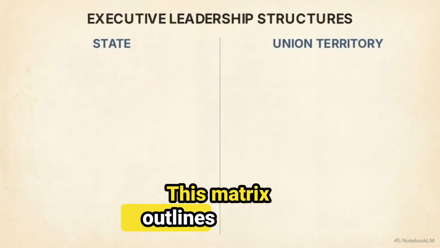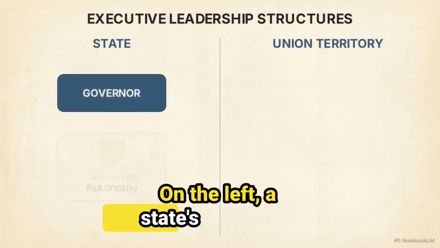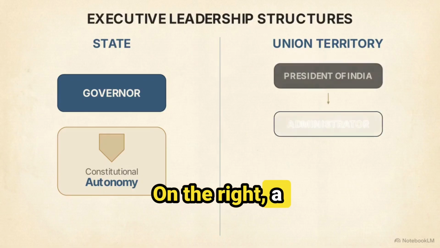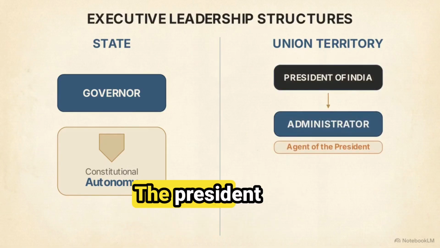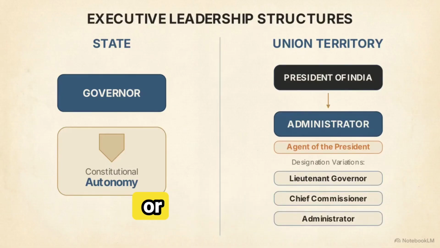This matrix outlines the core executive difference between the 2 systems. On the left, a state's executive head is the governor, preserving autonomy. On the right, a union territory's administrator functions strictly as an agent of the president. The president can specify their title as lieutenant governor, chief commissioner, or administrator.